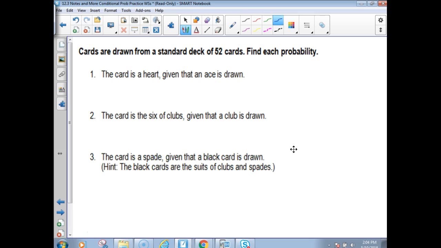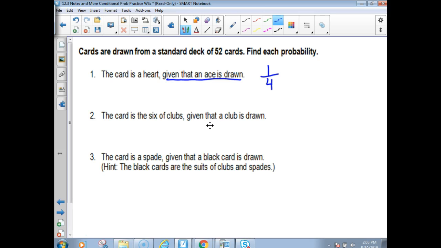All right, so cards are drawn from a standard deck of 52. Find each probability. The card is a heart, given that an ace is drawn. So you always want to look at this part first. If an ace has been drawn, how many aces are there in a deck? That would be on the bottom. And then you say, what's the probability that that card would have been a heart? 1 in 4.